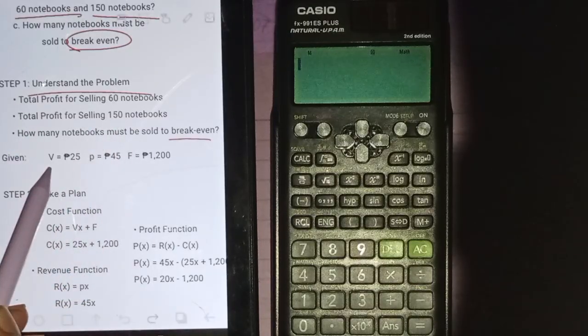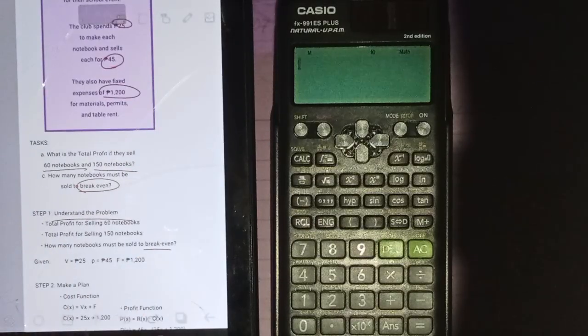The given are, we have 25 pesos for the variable cost, which is the cost that the club spent to make each notebook. We have 45 pesos for the price per unit, meaning this is the price that the notebooks are being sold for. And the fixed price being 1,200, meaning the total of expenses that the club spent.